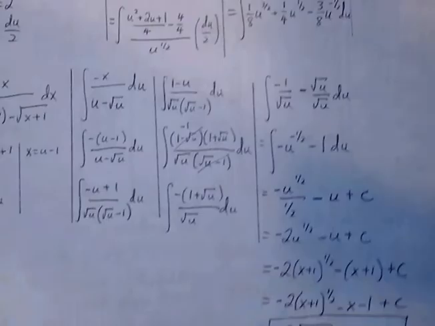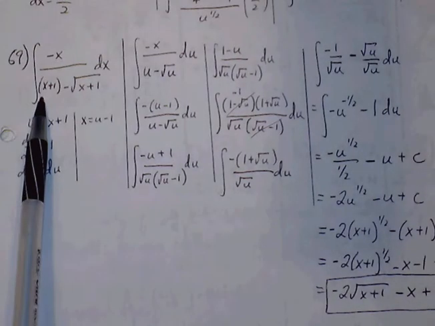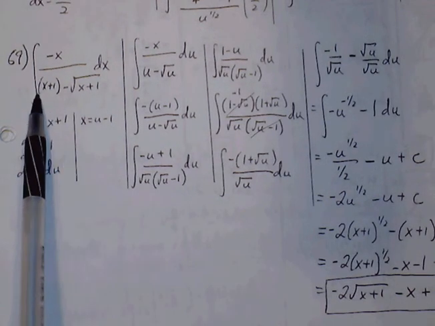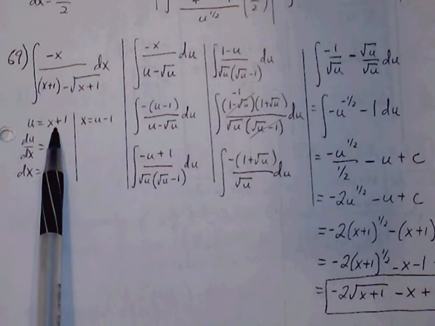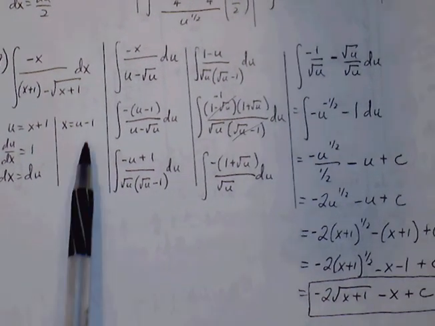Okay, 69 is also a bit challenging. So we go through u-substitution. We let u be x plus 1, and we can replace both these values with u. So let u be x plus 1. du over dx is 1, so dx equals du.